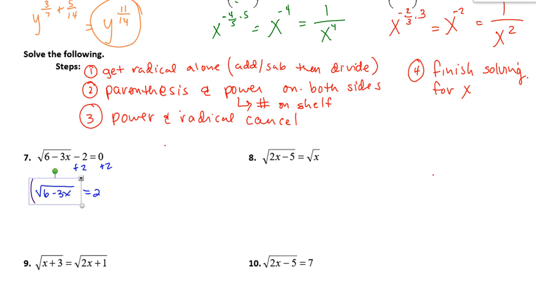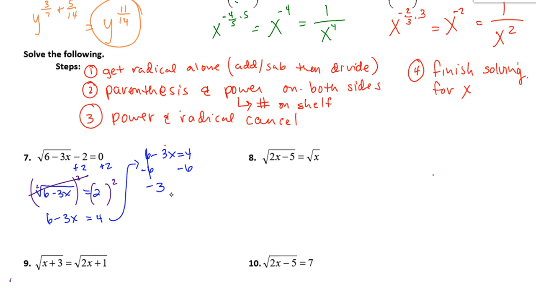And I'm going to do that by putting parentheses both sides. Since this is square root, the number on the shelf is 2, which means the power is going to be a 2. Those cancel each other, and it just leaves 6 minus 3x here. And this side is now 4. Then we're going to finish solving. 6 minus 3x equals 4. Minus 6 to get rid of it. Cancels. Negative 3x equals negative 2. Divide by the negative 3 because it's multiplying by the x. And we get x equals 2/3.